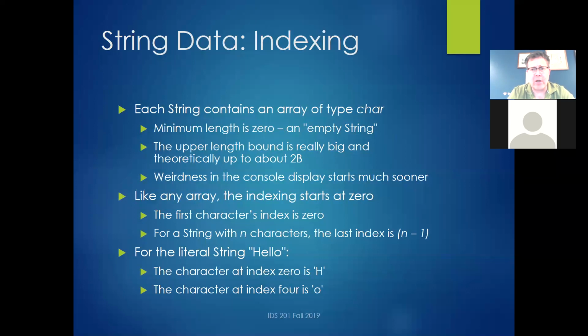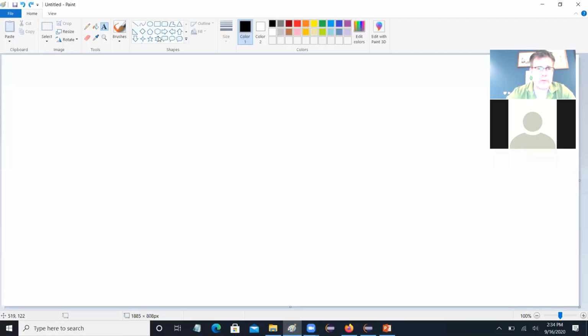We haven't talked about arrays yet, but if you've seen them in other programming languages, indexing starts at 0. This is a very common convention in programming. So the first character's index is 0, and for a string with n characters, the last index is n minus 1. For example, if we have the literal string hello, it has 5 characters, so the length is 5, the character at index 0 is h, and the character at index 4 is o. So this is our indexing model.